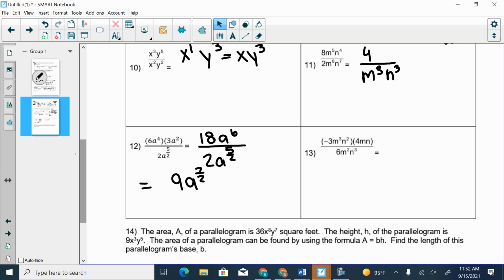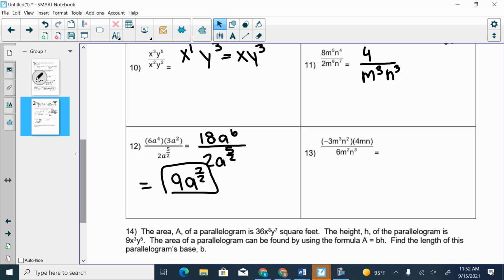Okay. If you don't know which one is bigger, turn 5 over 2 into a decimal, and then you would be able to tell, right? You can just type that in your calculator and convert it to a decimal. So we have 9a to the 7 over 2.